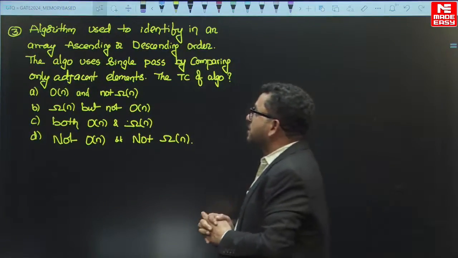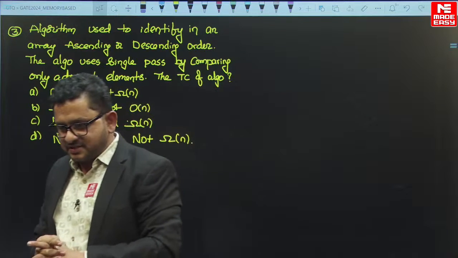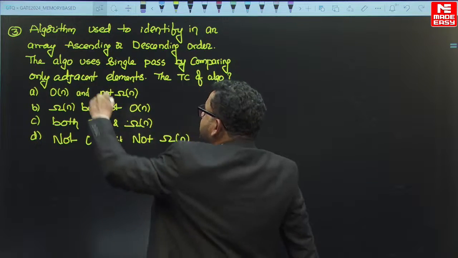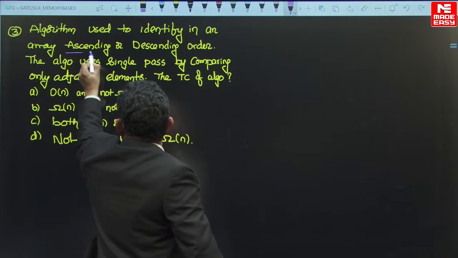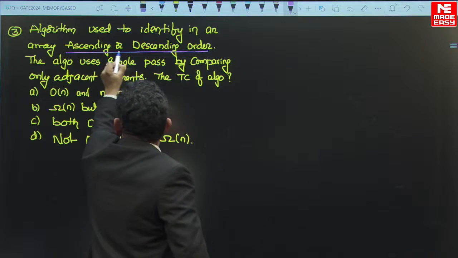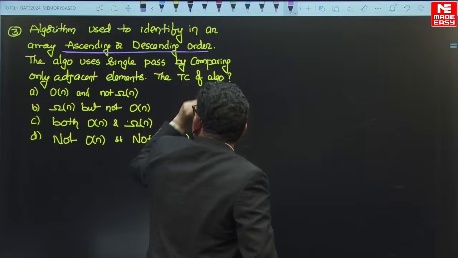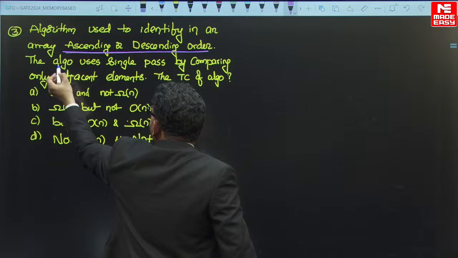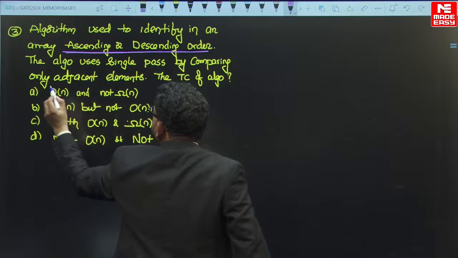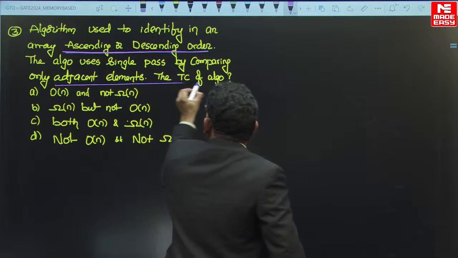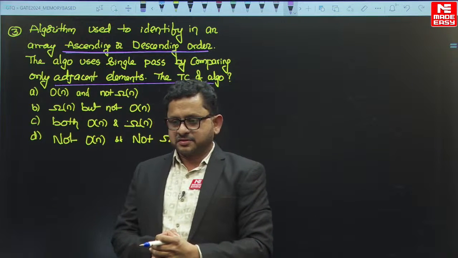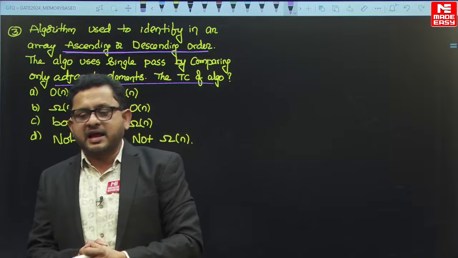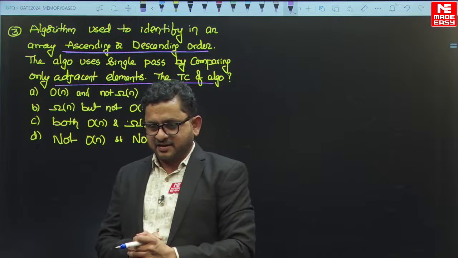Now, please answer this question. Please give the answers. The algorithm is used to identify whether an array is ascending or descending, using a single pass by comparing adjacent elements. What is the time complexity of the algorithm? We need to find whether the array elements are ascending or descending.